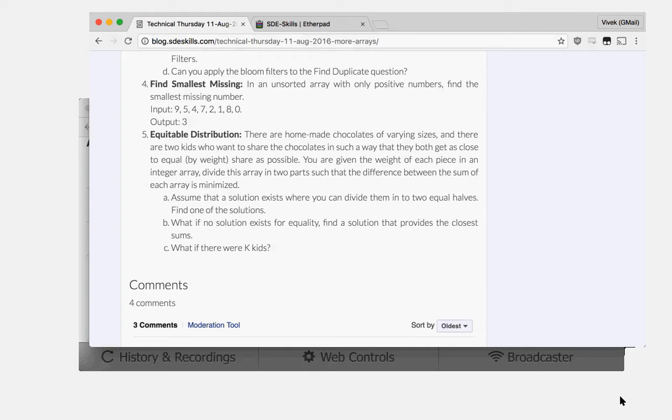So can we just summarize the smallest missing problem once? Sure. The smallest missing problem has a bunch of solutions. We discussed the sort and binary search as an option, which works very well for certain constraints.